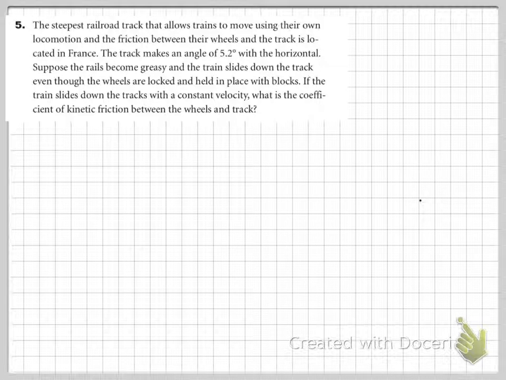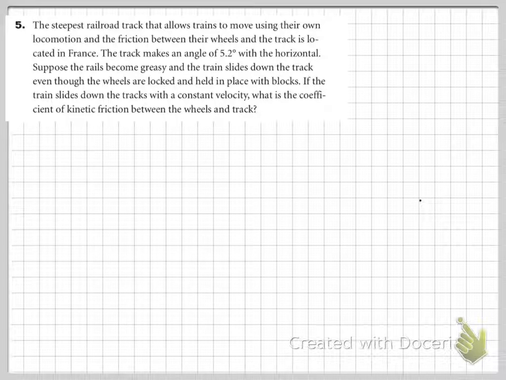Hi, it's Moser with a quick tutorial, helps and hints, I guess, on your 4C worksheet. This is number 5 from the 4C worksheet. And we have a very steep railroad track with an angle of 5.2 above the horizontal.